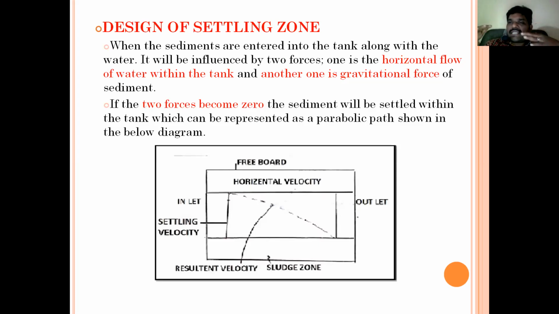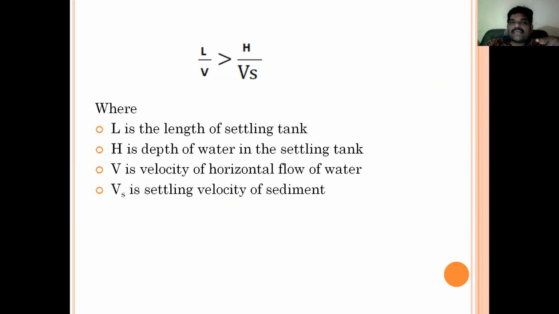When the two forces become zero, slowly the particle will settle. What is the formula to adopt for designing the settling zone? L by V greater than H by Vs.